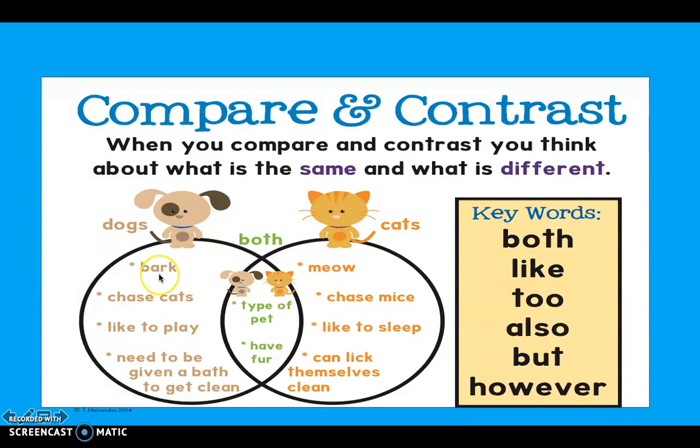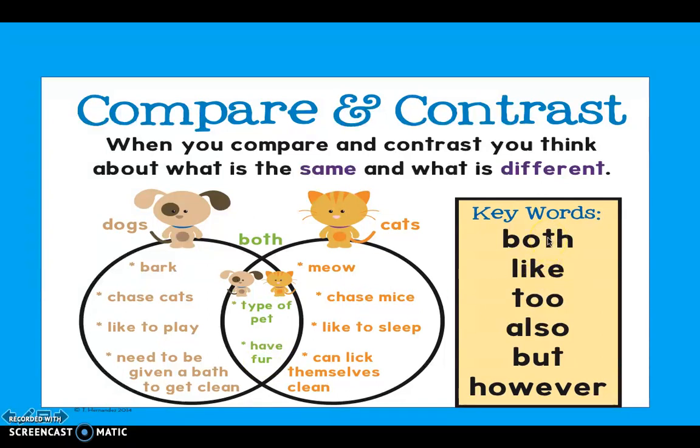Well, dogs bark, however, cats meow. Dogs chase cats, cats chase mice. Dogs like to play and cats like to sleep. Dogs need to be given a bath to get clean, while cats can lick themselves clean. So those are the differences. What are some similarities, or how are they both alike? Well, both cats and dogs are a type of pet, and they both have fur. So those are two ways that they're alike.